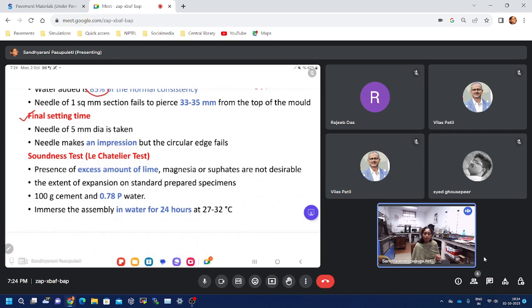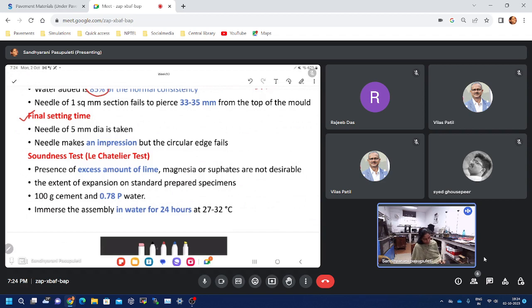So how do I know whether my cement has a higher amount of lime or not? Lime has a property of expansion. When it reacts with water, it will expand. So let us create some specimens and use the apparatus called the Le Chatelier apparatus. This is mainly to understand the expansion behavior of the cement.